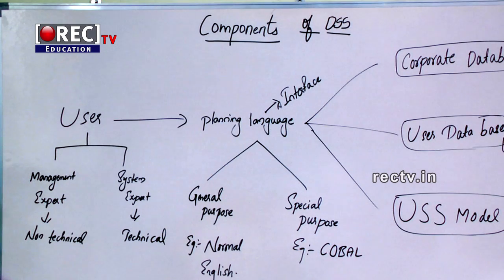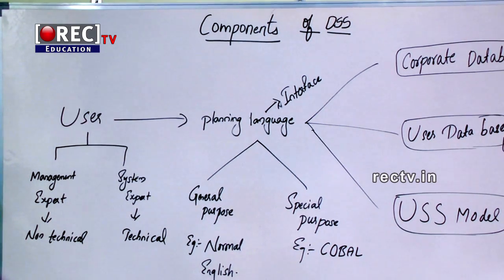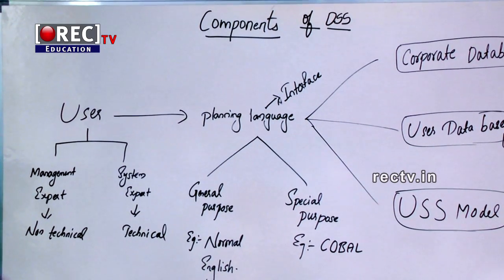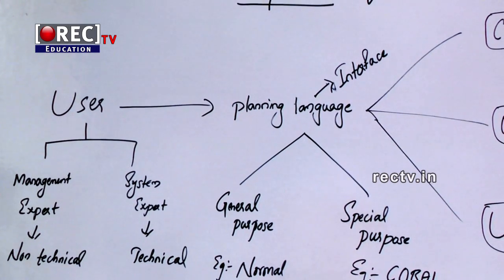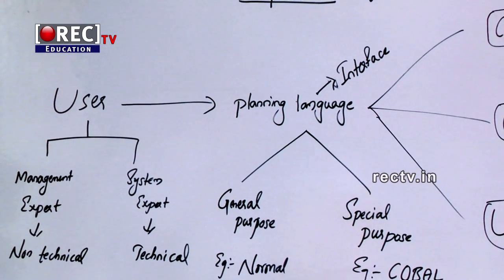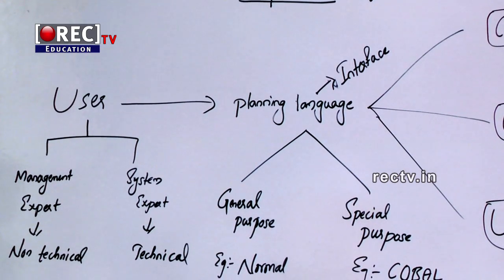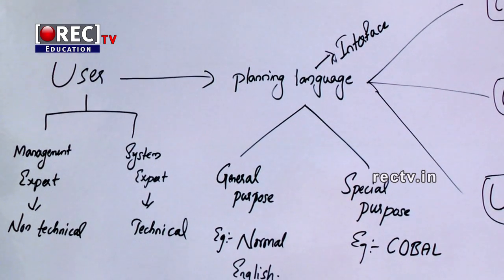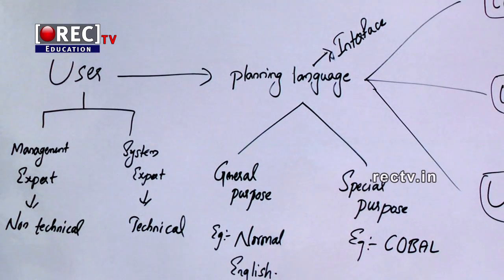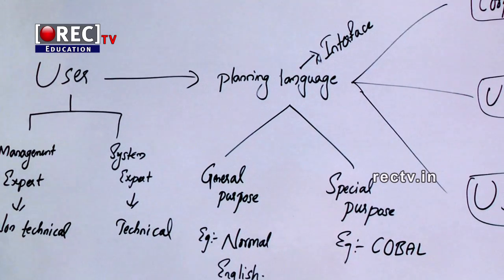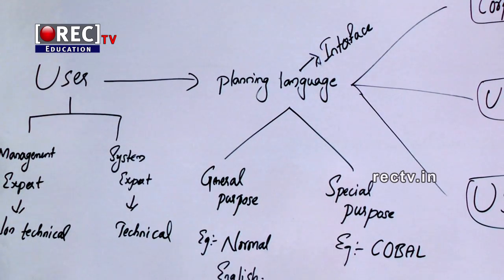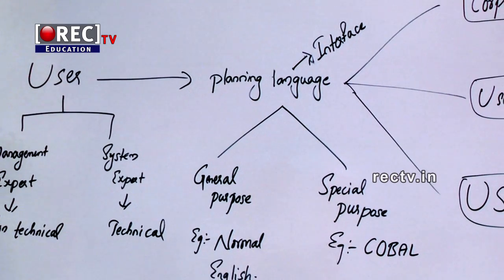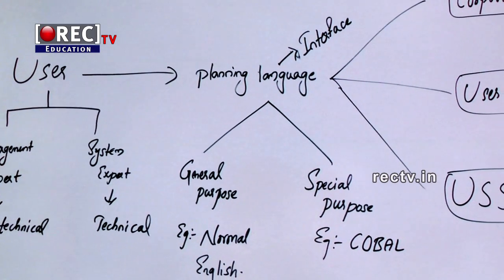Components of DSS. Under components of DSS, the first person will be the user, who will be asking questions to the system and gets answers to support his decisions taken by the top management. Here the user is of two types. One is a management expert and another is a system expert. The management expert doesn't have any knowledge of IT, so he is called a non-technical person. The system expert has knowledge of IT, so he is called a technical person.